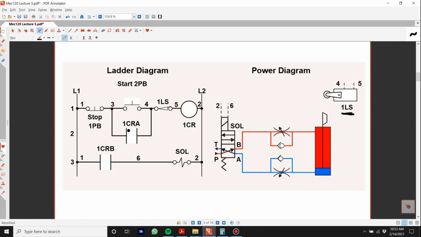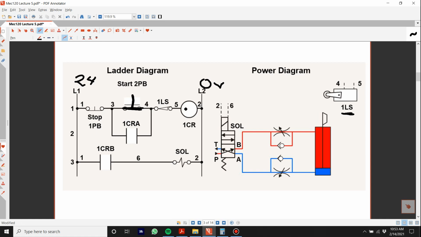Okay, so what happens? We press the start button. Excuse me. Power runs across. This is 24 volts. This is 0 volts.